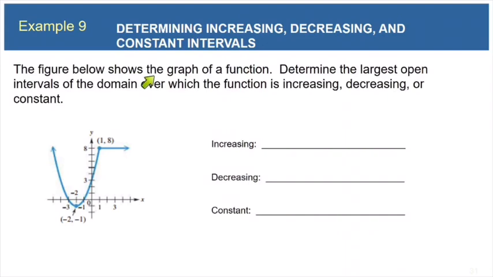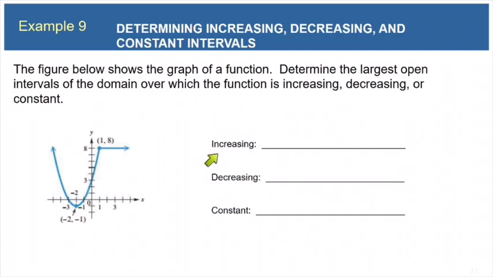So here's example 9. This says the figure below shows the graph of a function. Determine the largest open intervals of the domain over which the function is increasing, decreasing, or constant. Okay, remember the open interval means there will be no brackets here, only parentheses.